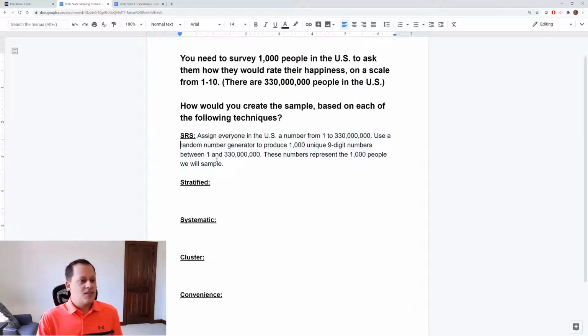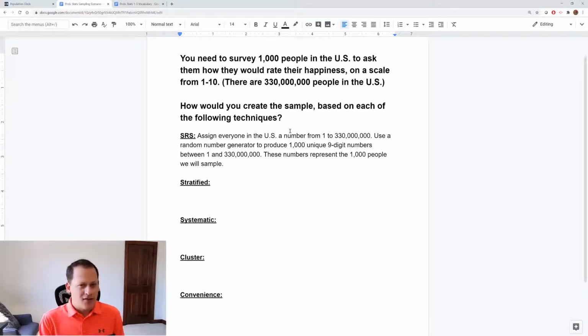For a simple random sample, what I would do is I'd have to assign everyone in the United States a number from 1 to 330 million. So for a simple random sample, you have to number the population. Now, I'm not saying that this is going to be easy to do. I'm not saying you even have a list of all the people in the United States. I don't know if anyone has that. But this is how you would do it if you had to.